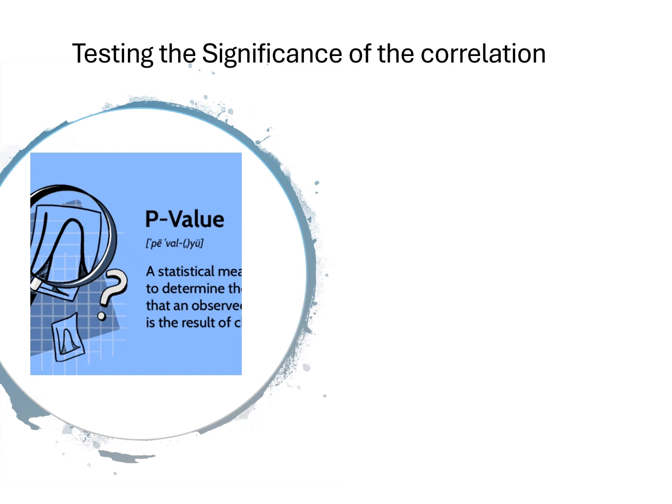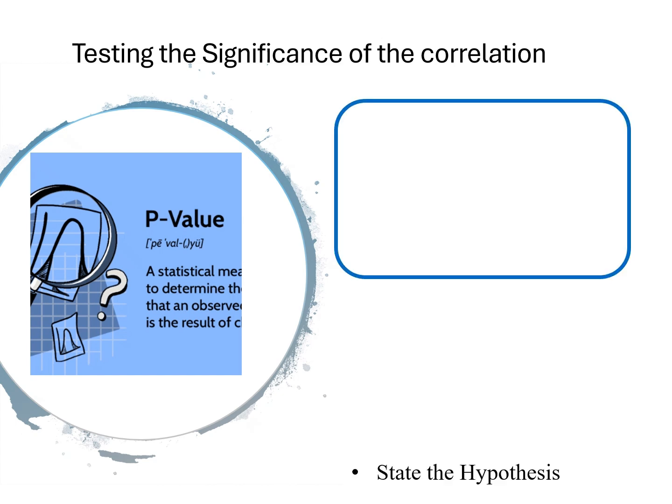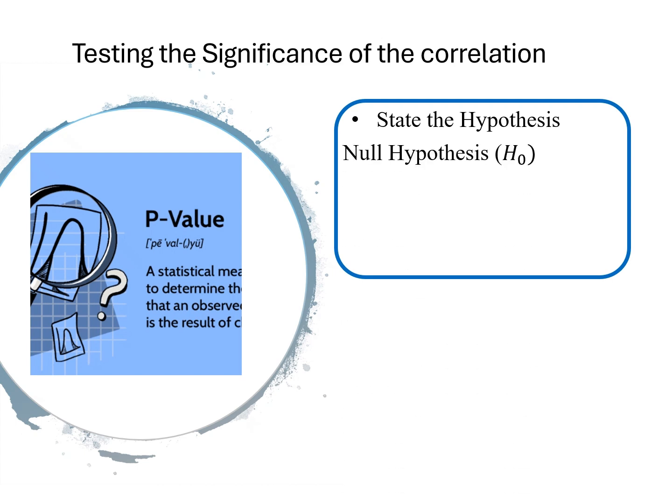1. State the hypotheses. The null and alternative hypothesis. Null hypothesis, H0. True population correlation, rho, is 0. On the other hand, the alternative hypothesis, HA, states that the correlation is not 0.